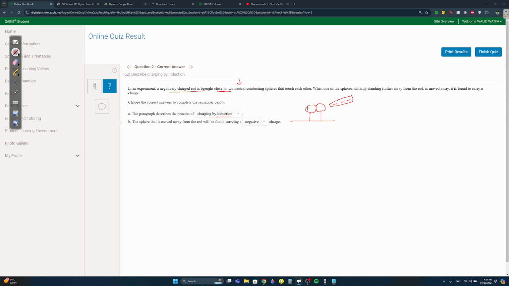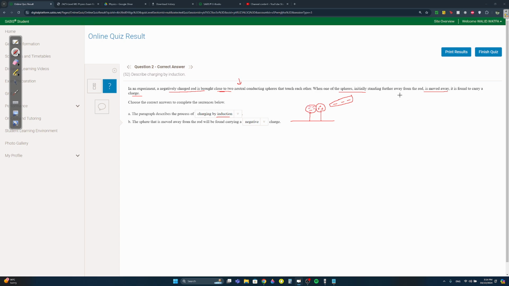Okay, and then what happens is after a few seconds, they moved one of the spheres, initially the one that's further, they moved it away. It's found to carry a charge, and that's going to be negative. Why? When you bring the negative rod here, the positive charges all go to this sphere to go close to this negative, because the negative one attracts the positive charges. It attracts all the positive charges, so all the negative charges will build up over here, right?